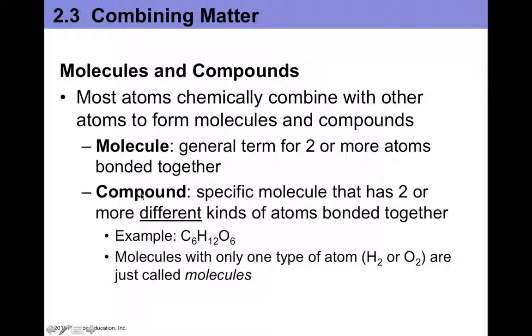An example of a compound would be something like glucose, which is 6 carbons, 12 hydrogens, and 6 oxygens. And this we would call a compound. This differs from molecules in general, which could also refer to molecules that are just similar atoms, like H2 or O2. So you have two oxygens bound together or two hydrogens bound together. We wouldn't call these compounds, but we could call them molecules.